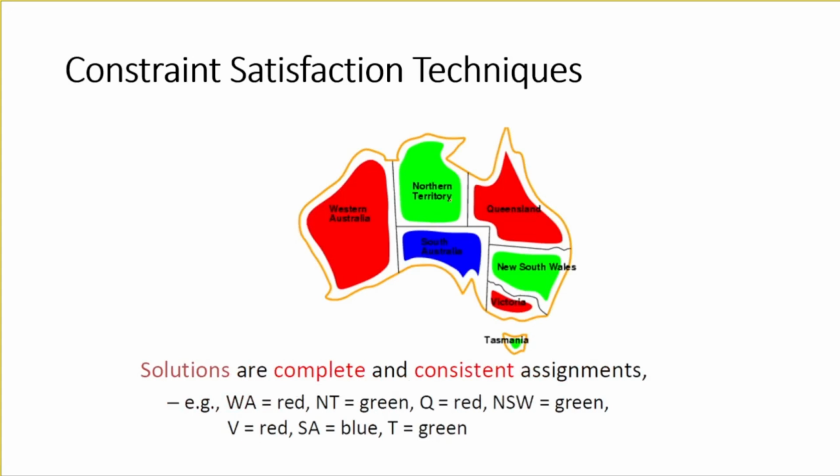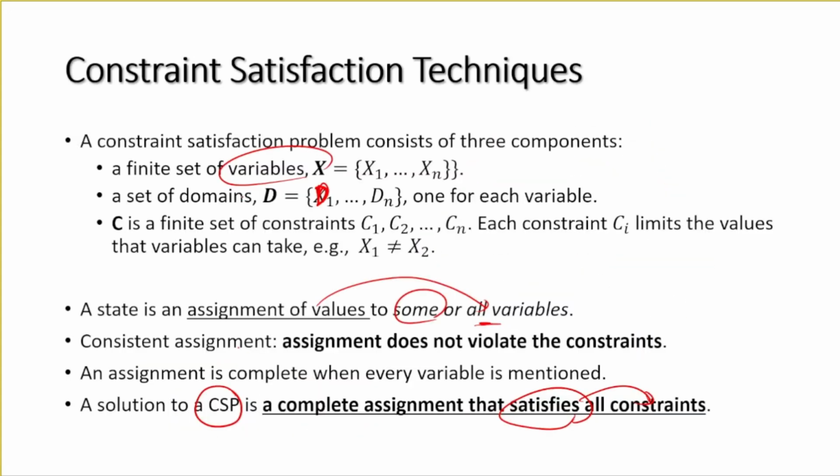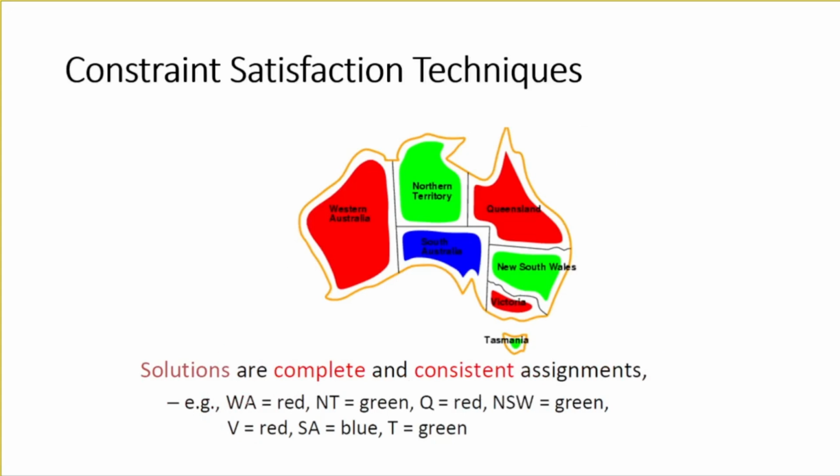Okay, so then we can see over here the solution is complete and consistent based on the discussion. Complete and consistent, does not violate, and satisfies all constraints. WA in red, Northern in green, Southern in blue, and etc.